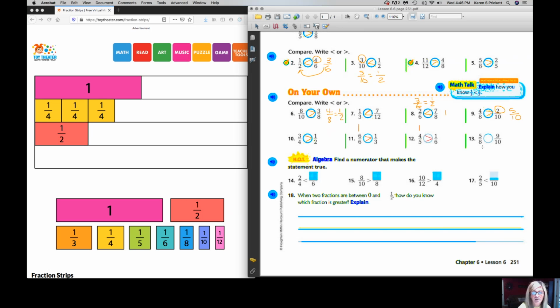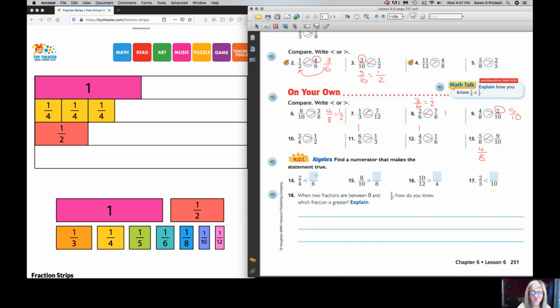What about 5/8 and 9/10? Again, I know that it would only take one more 10th in order for this to be a whole 1. And 5/8 is just barely more than 4/8, which is a half. So this one is close to 1, and this one is just barely over a half. And so I know that 5/8 is less than 9/10.